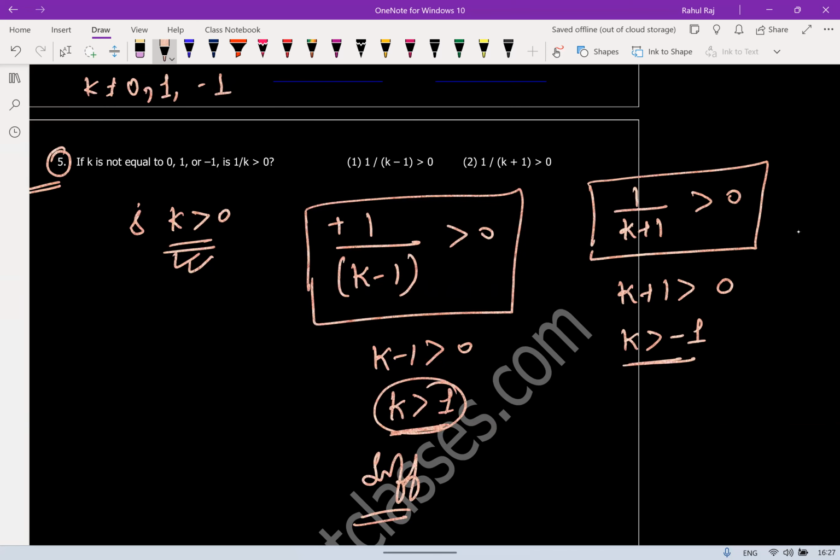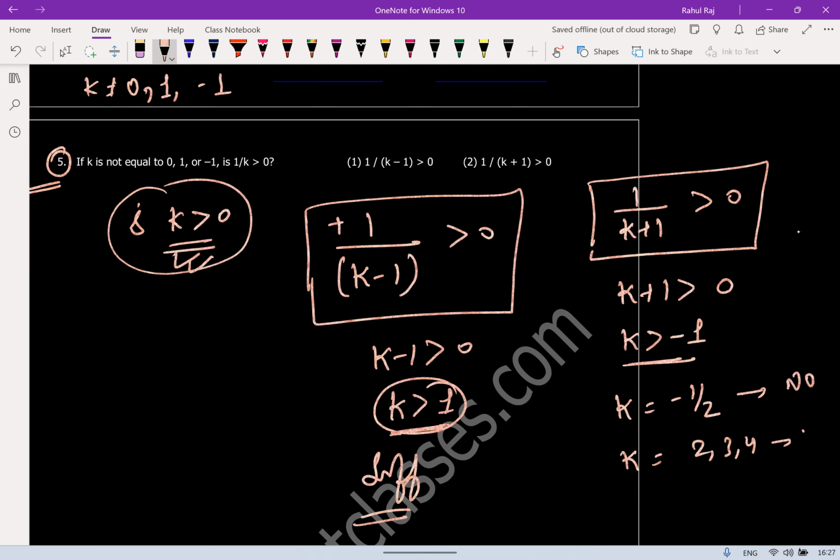Am I right? Yes or no? Tell me. Yes. Right? And if k is greater than negative 1, can I say k can be equal to negative half? Yes. My question is, is k greater than 0? If k is equal to negative half, it's a no situation. But k can also be equal to 2, 3, 4, to any value up to infinity. It's a yes situation. So I can say this is not sufficient. Simple, straightforward logic. So the answer is A.